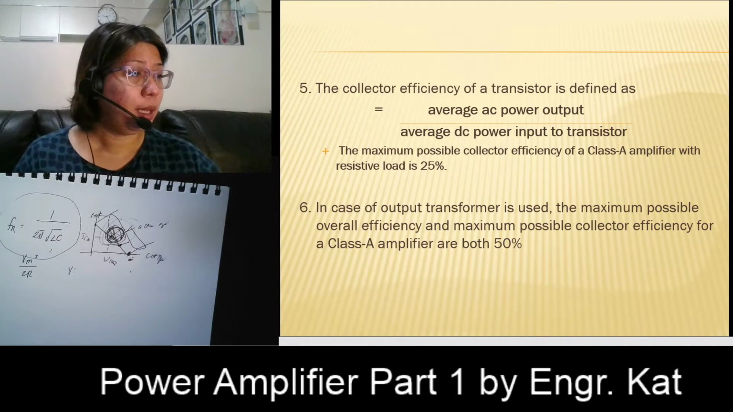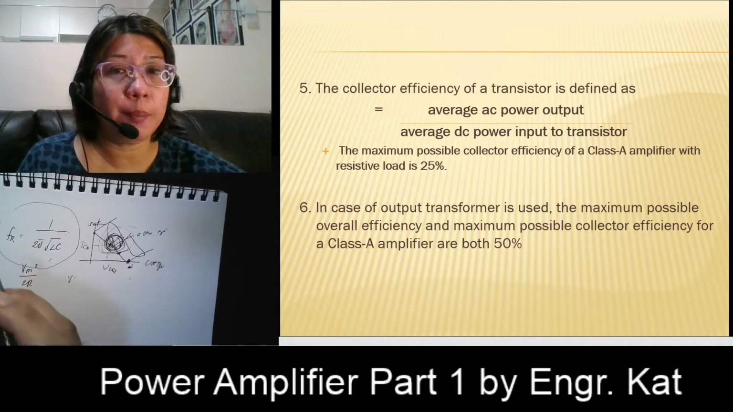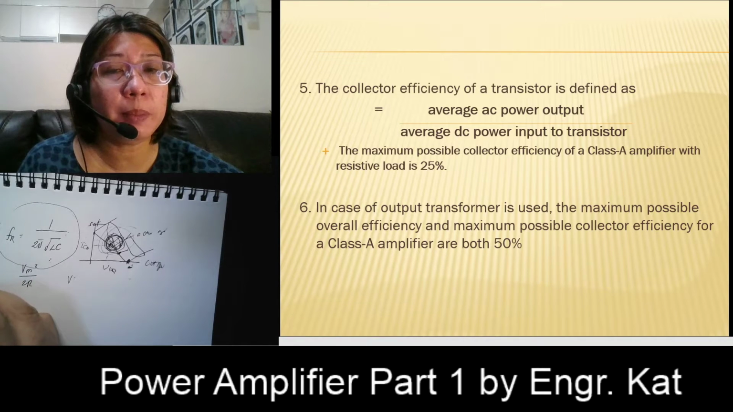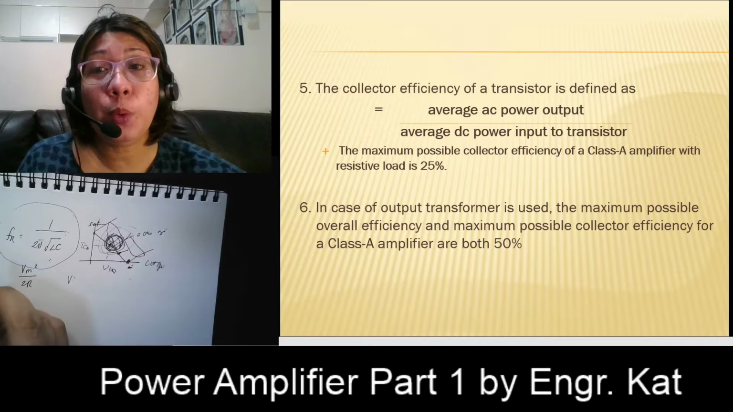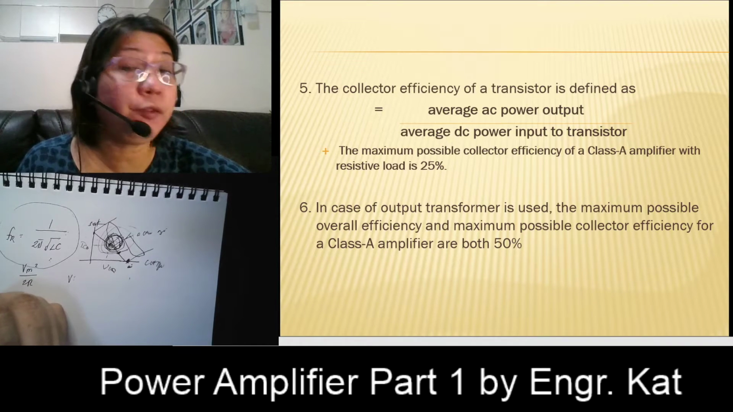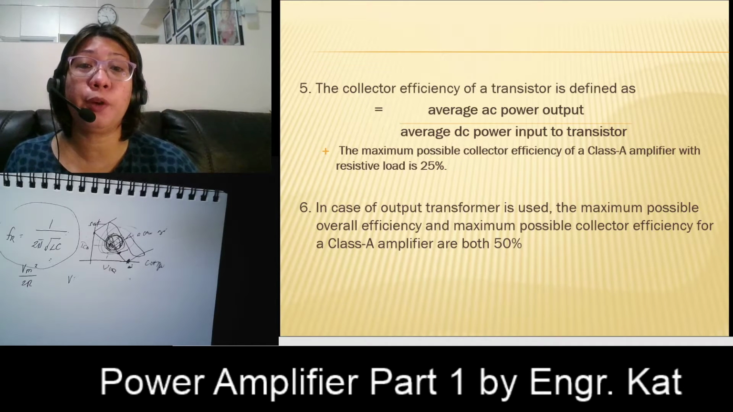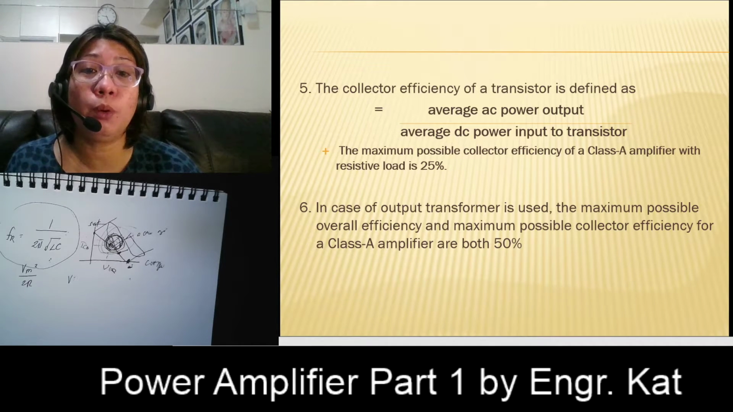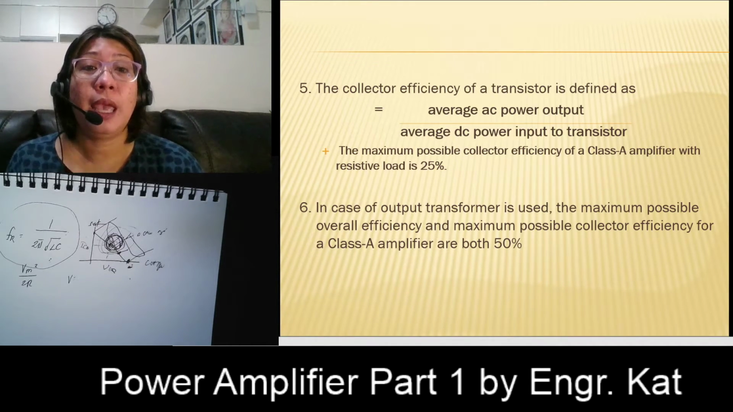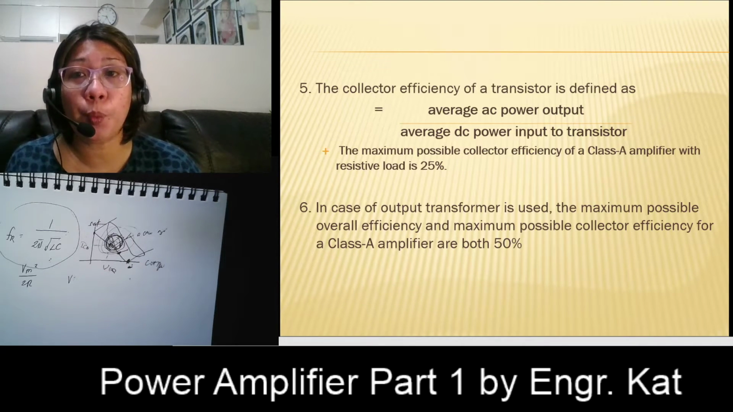There's an error there. It is a typo. It must be: the maximum possible collector efficiency for a Class A amplifier with a resistive load is 50%. In case an output transformer is used, the maximum possible overall efficiency and the maximum possible collector efficiency for a Class A amplifier are both 50%.